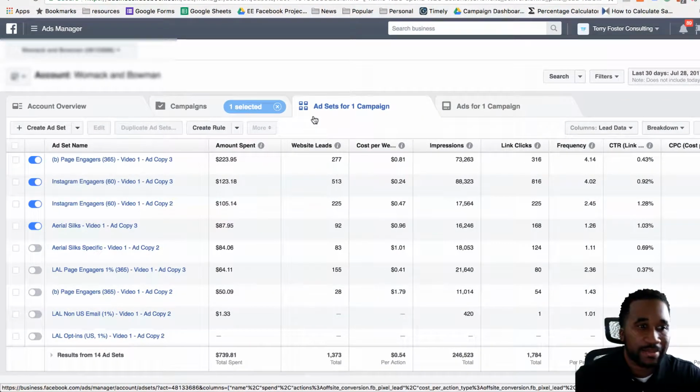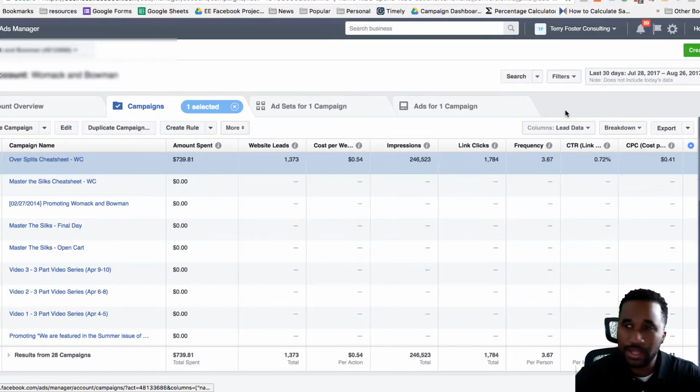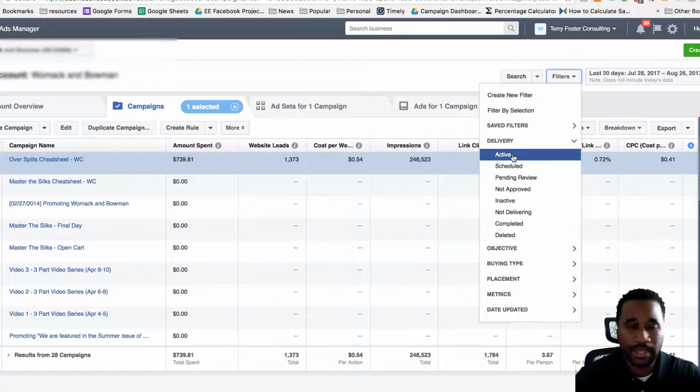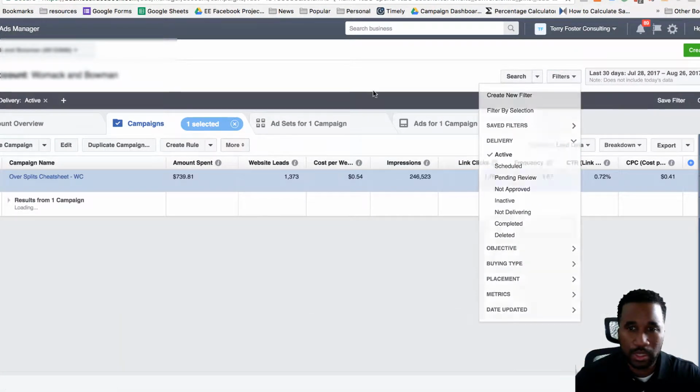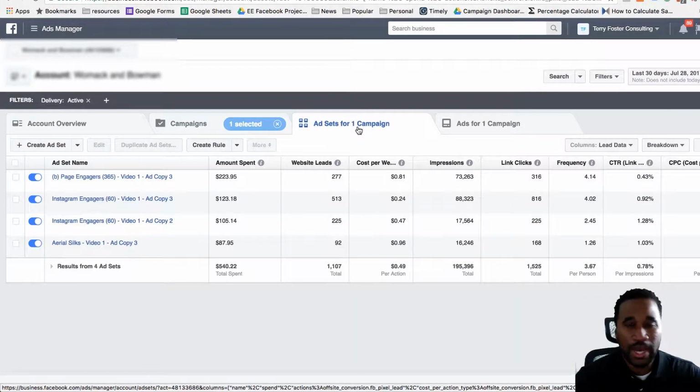Alright, so right now I am in the account and I am going to be at the ad set level. You can look at data from a campaign level, which is cool. I'm going to filter to active. But typically, if you have one campaign, you're going to have multiple ad sets, and you will want to be able to compare how each ad set is doing. So typically, that's where you want to see what metrics you should be looking at.